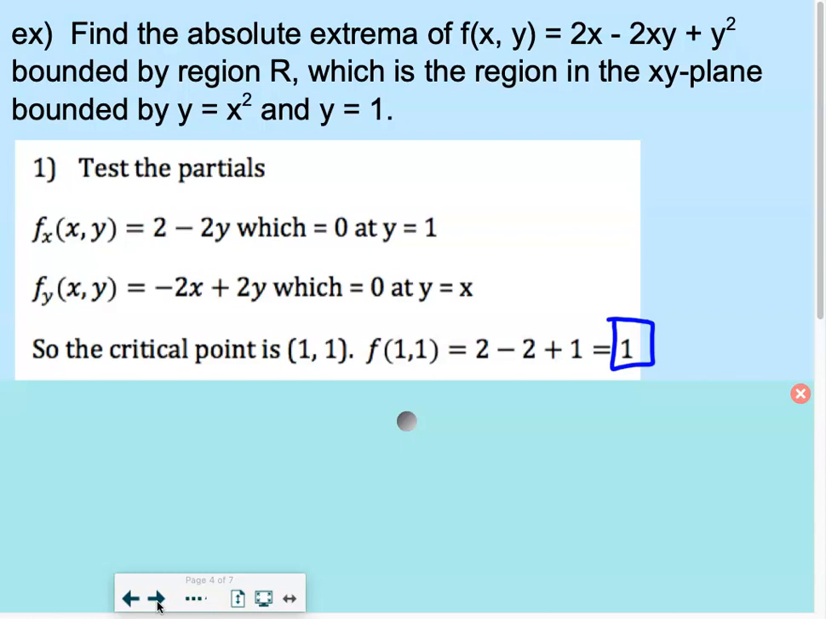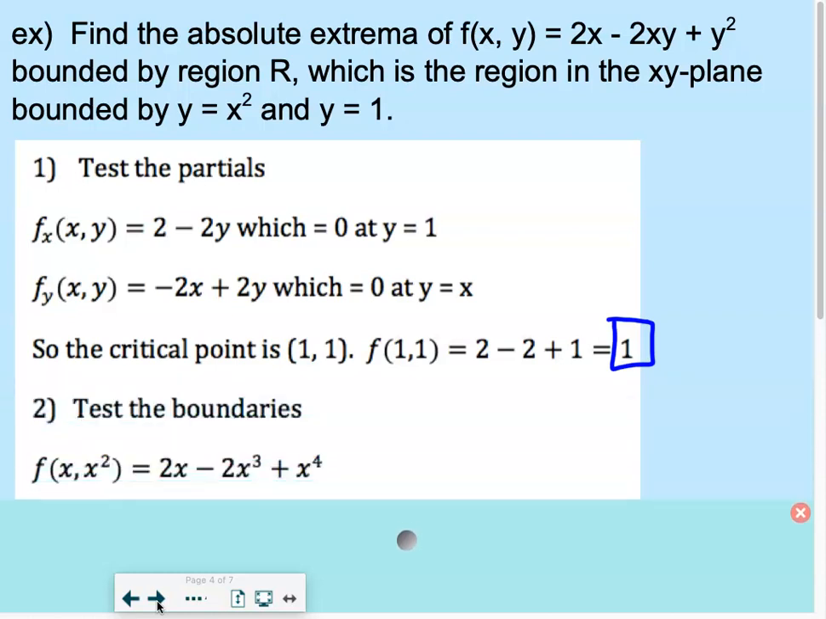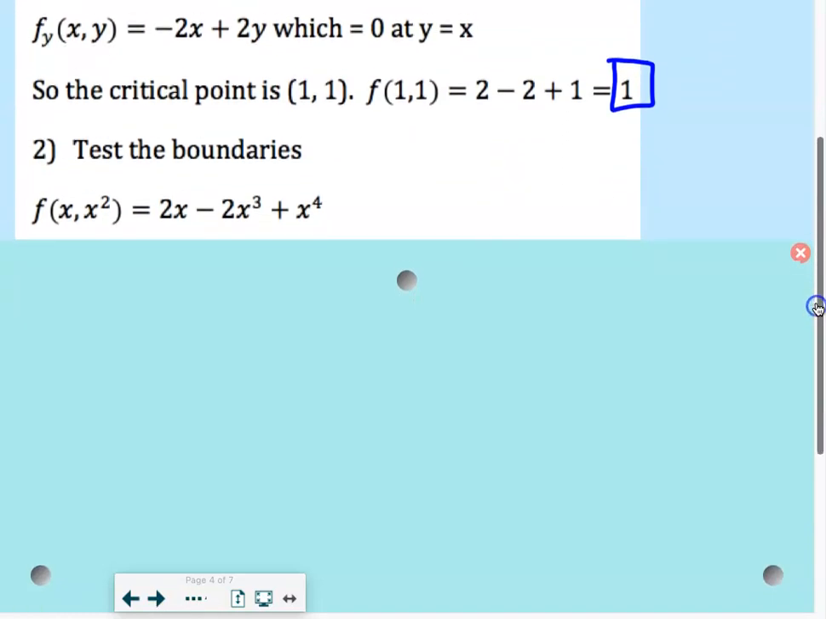Part 2, now we have to test our boundaries. So the first boundary we're going to test is y equals x squared. When you're testing y equals x squared, all you have to do is replace all of your y's in your z function with x squareds. So to find the intersection of y equals x squared and our f of x, y, just replace your y's with x squareds. And then here, I'll lift it up a little bit, and rewrite a new function.